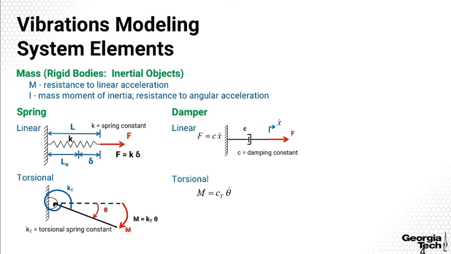As a review, we've got our mass at the top: M for linear objects, and I, the mass moment of inertia, for objects undergoing rotational motion. You've got springs, both the linear translational spring and the torsional spring that we developed. And finally, the damper. The damper is proportional to velocity. It dissipates energy in the system, and you can have a linear damper or a torsional damper again.